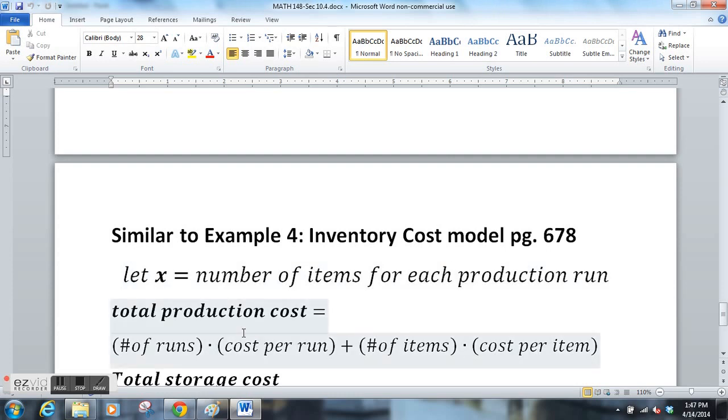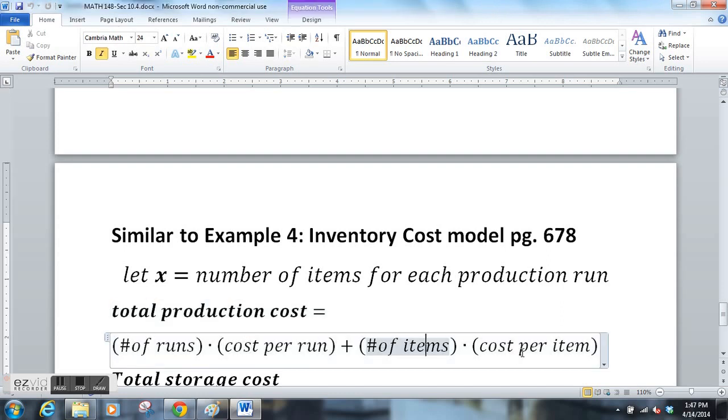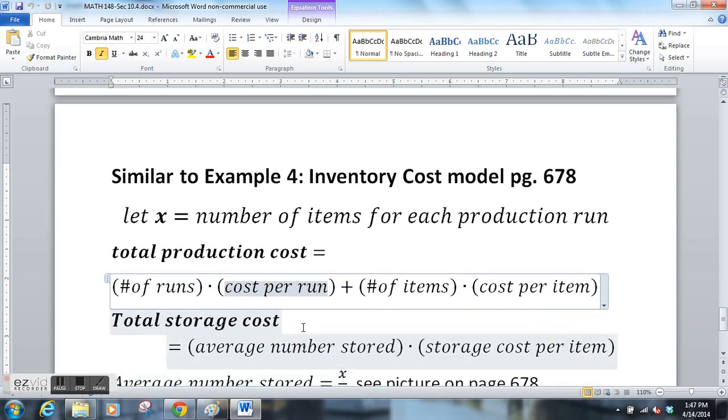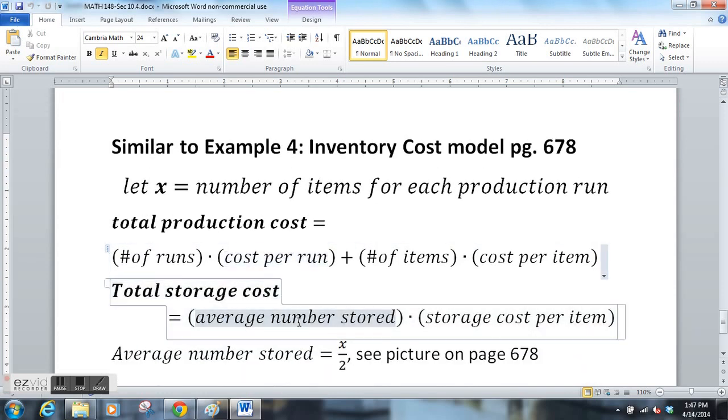The total production cost is going to be the number of runs times the cost per run plus the number of items times the cost per item, which makes sense if you think that your total cost for production is however many items you're making and the cost per item, and then you also have a cost for the production, which is the number of runs and the cost per run. That's sort of an overhead cost for each time you make a production run.